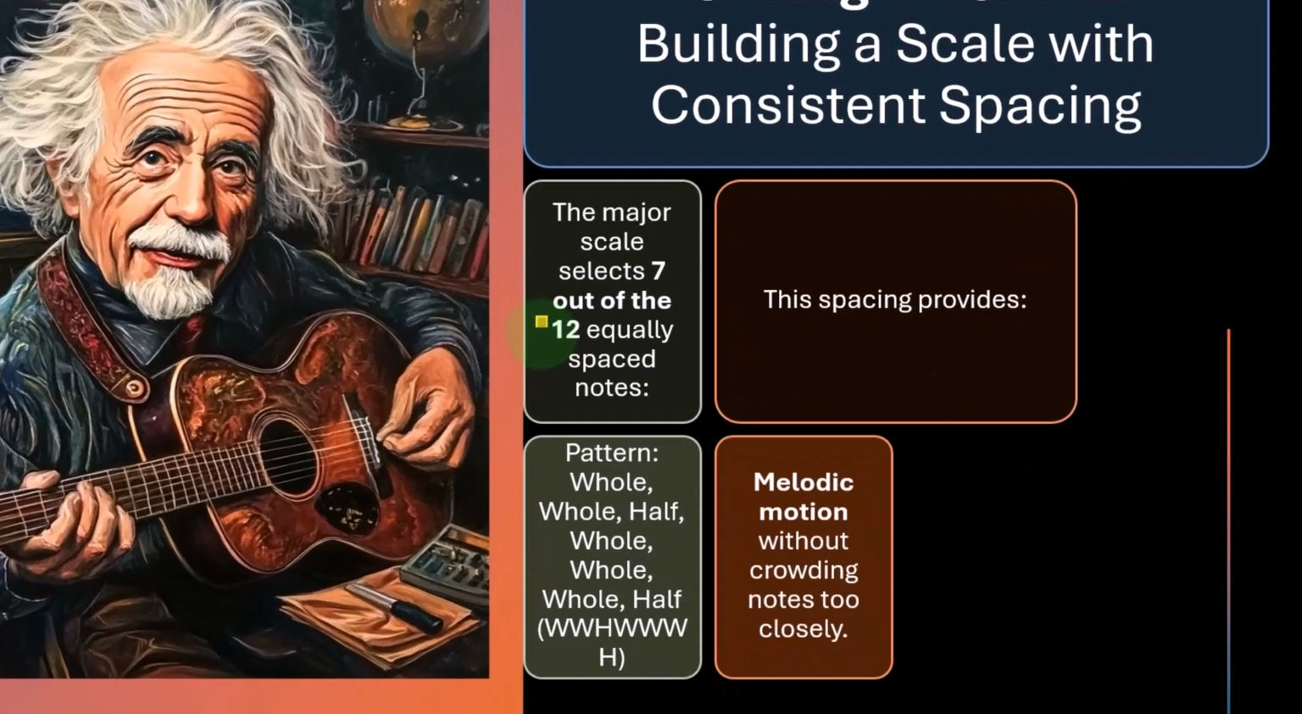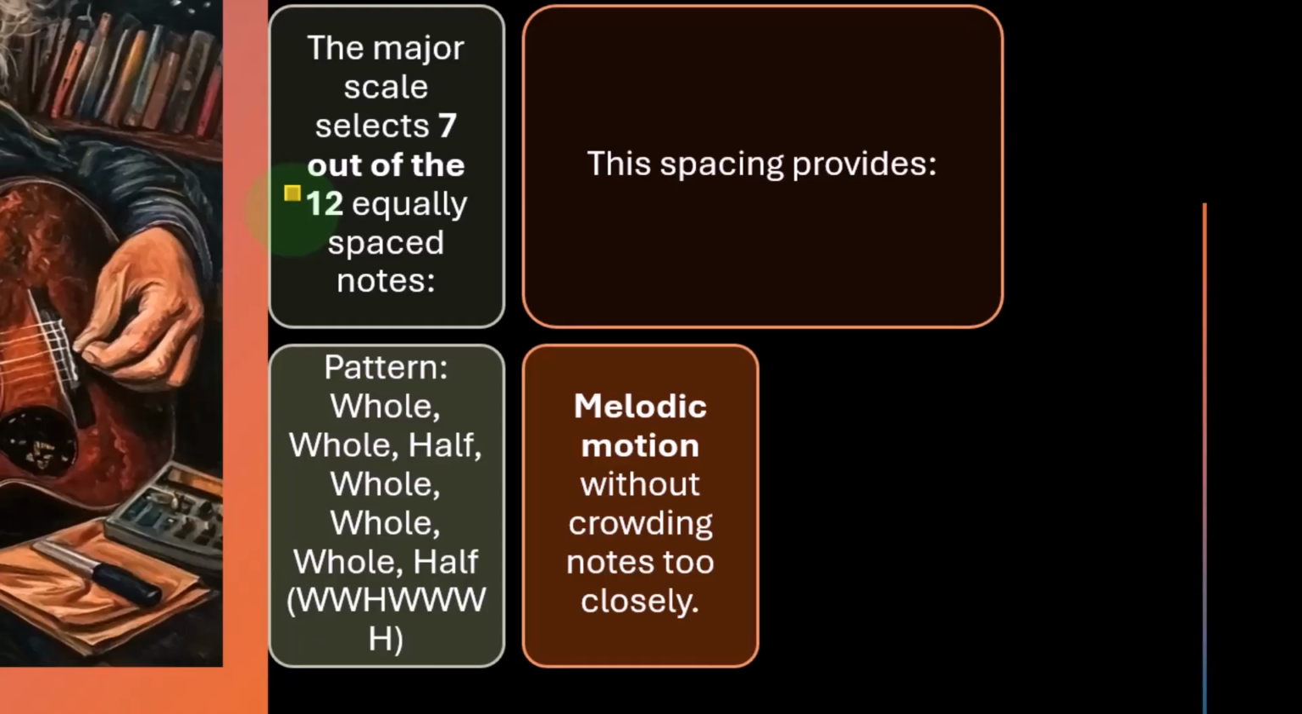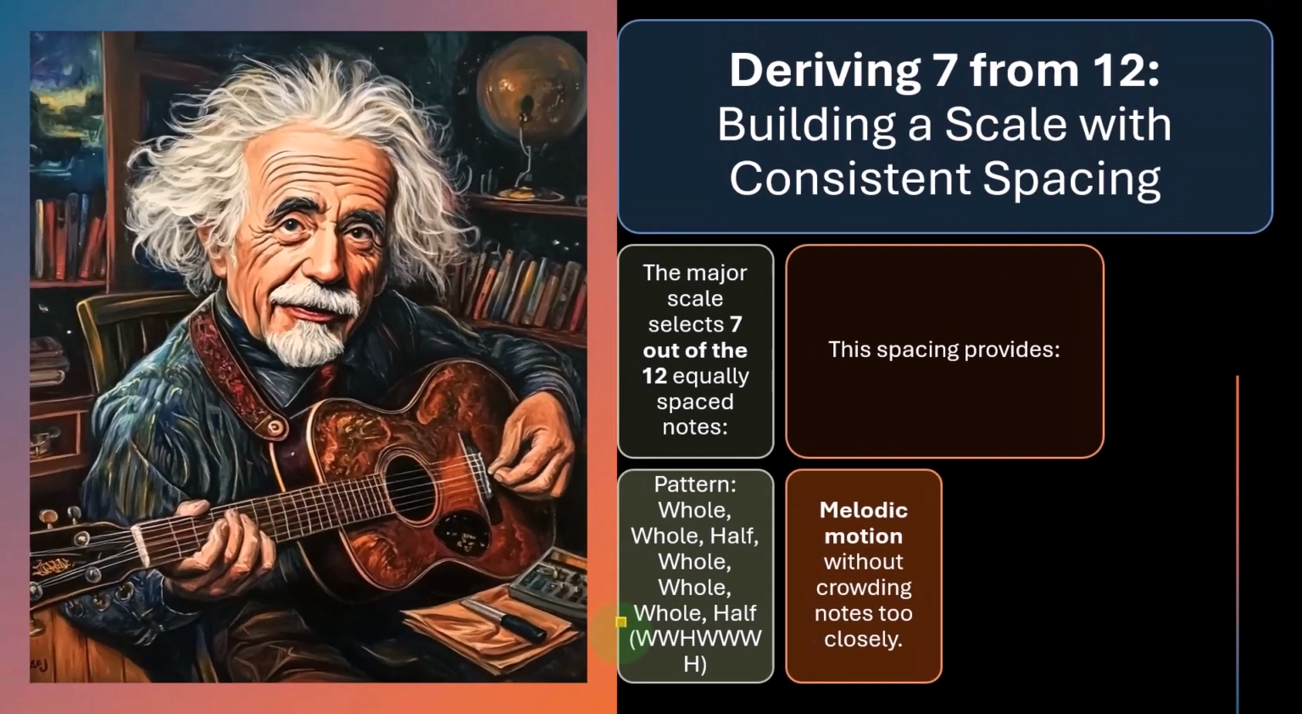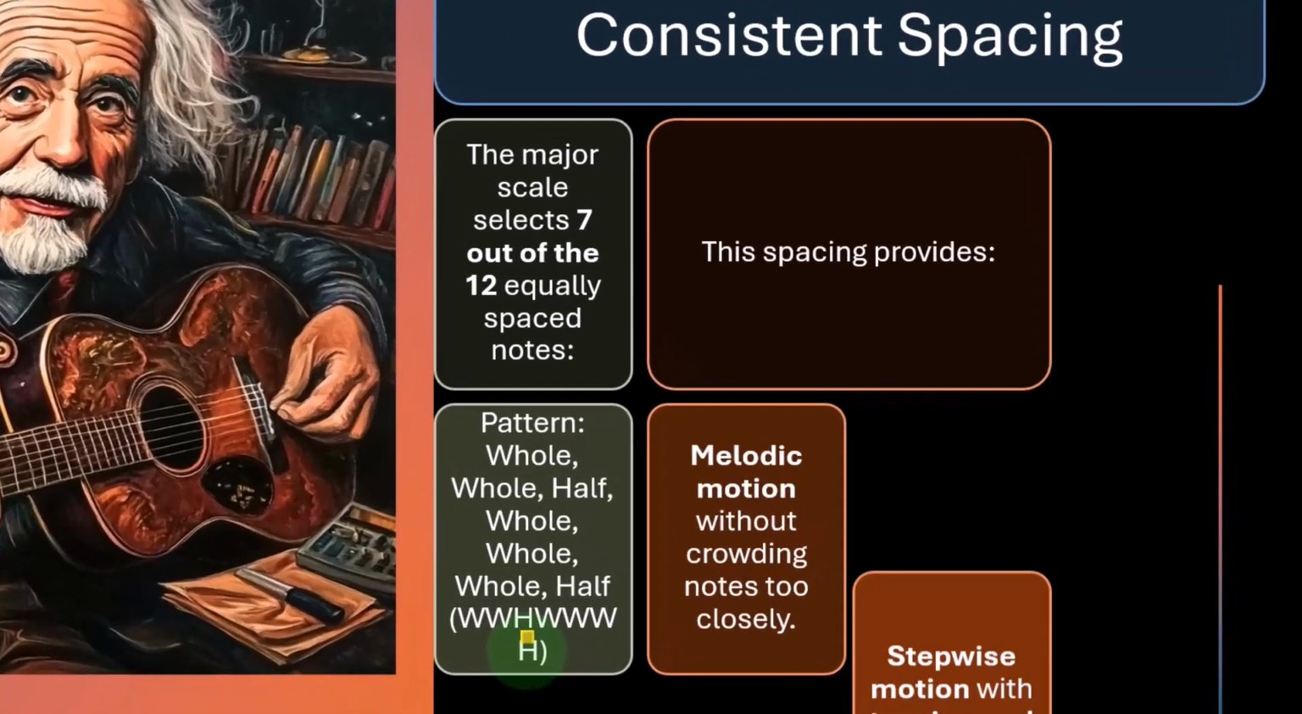So the spacing provides melodic motion without crowding notes too closely. Intuitively, this makes sense as well, because you would expect that if you break the octave into 12 units, you would then take every other unit, which would give you a nice stepping sound upwards. That makes sense, although you would want some variation, and having 2 half steps, one here and one when you go back to the root, gives you at least some variation so it's not too static.